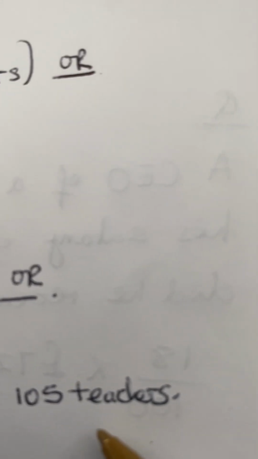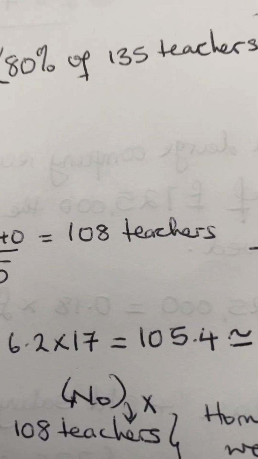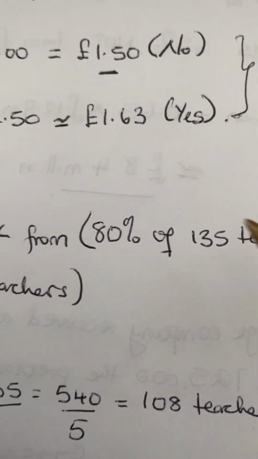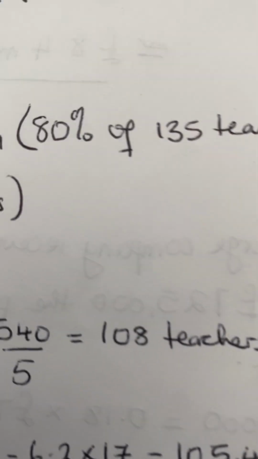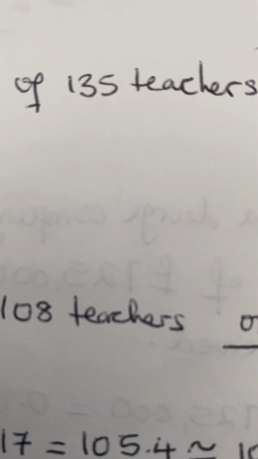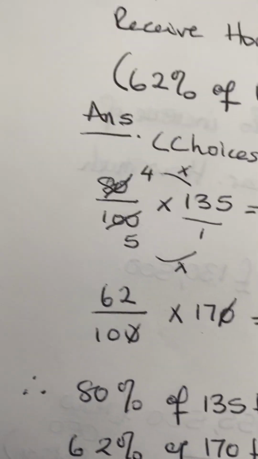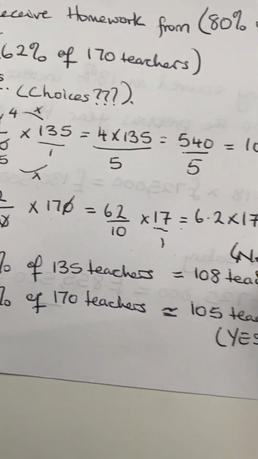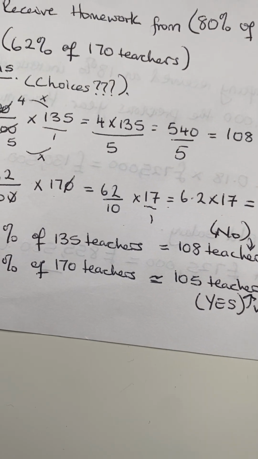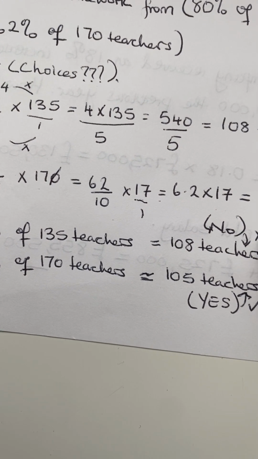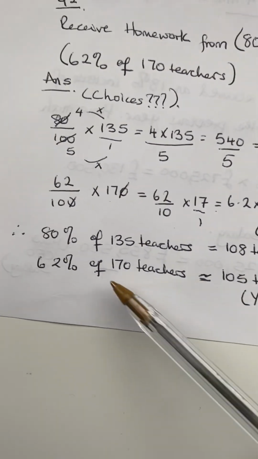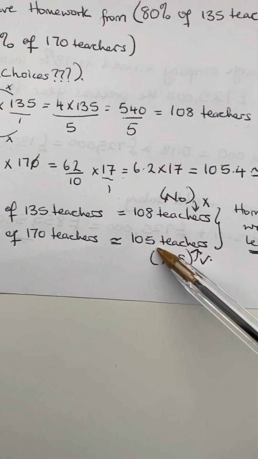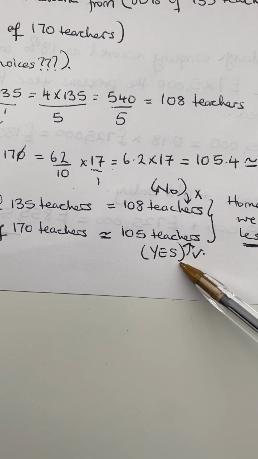So I'll rather get assigned homework from 105 teachers than homework from 108 teachers, which is 3 teachers less. So now let's look at it. 80% of 135 teachers gives me 108 teachers. So straight away I'll say no to this. 62% of 170 teachers gives me 105 teachers, and I'll say yes to that.